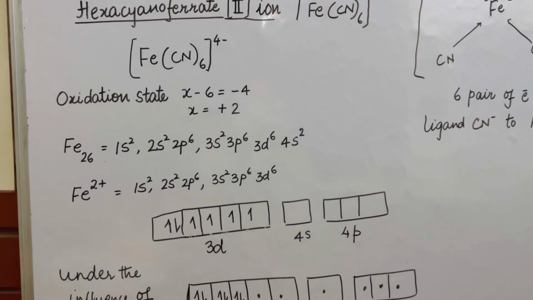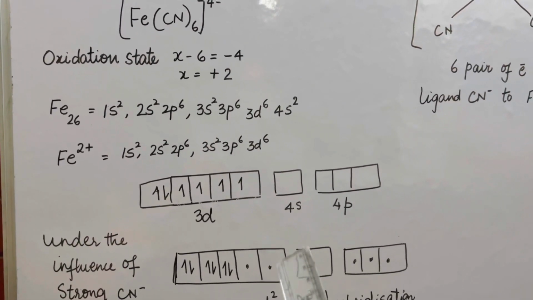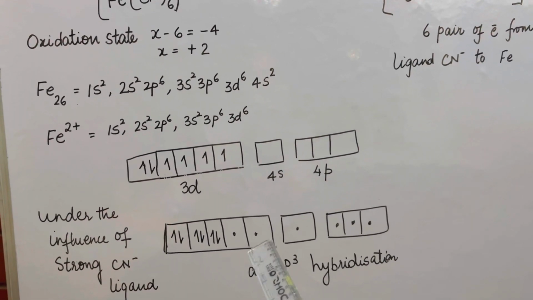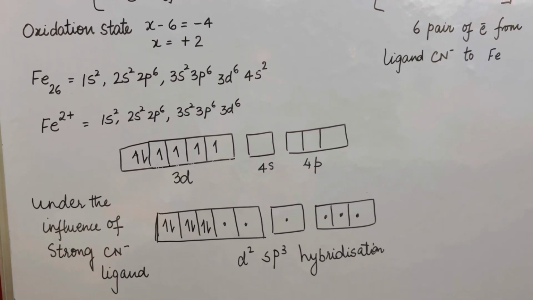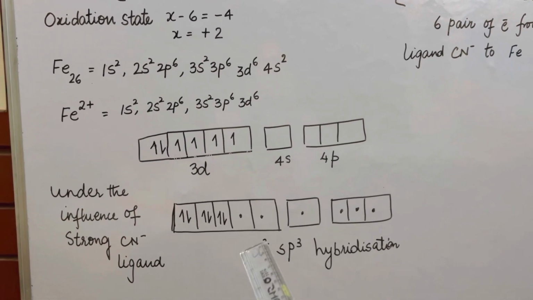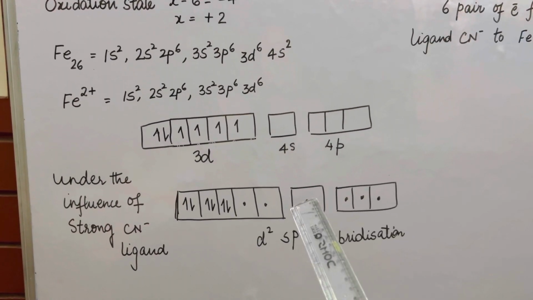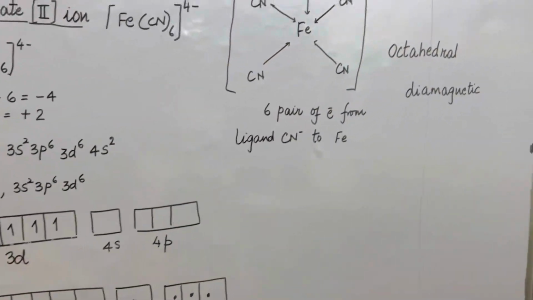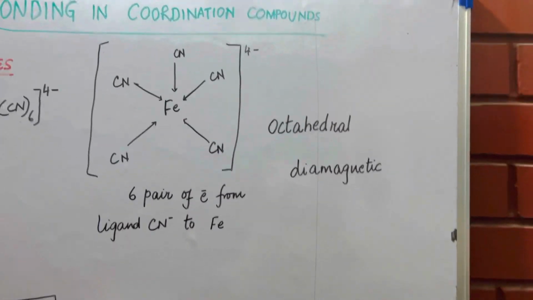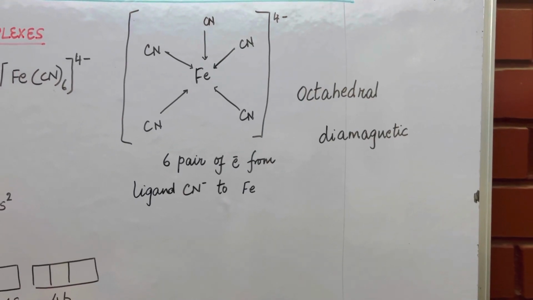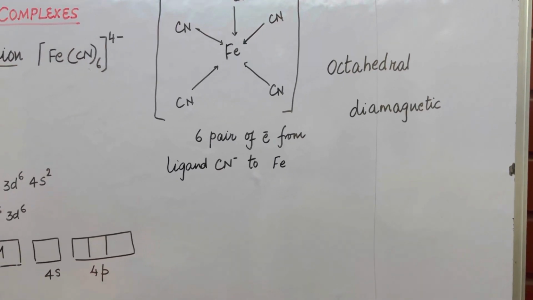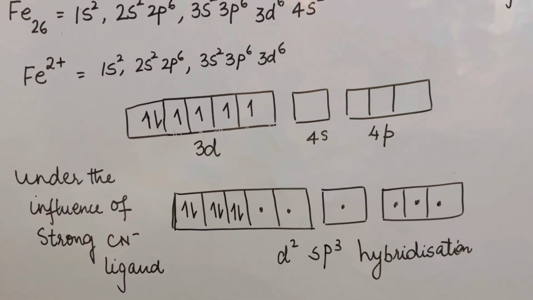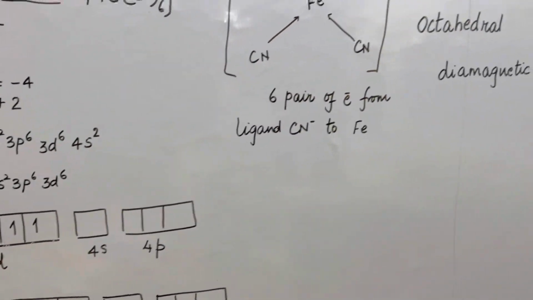So 6 ligands require empty spaces because ligands always give a pair of electrons. So a pair of electrons can come inside these empty orbitals, forming the hybridization d2sp3: 2 of d here, 1 s here and 3 p here. So d2sp3 hybridization takes place, and the shape becomes octahedral, and the molecule is diamagnetic in nature because there are no unpaired electrons here. If there are no unpaired electrons, we call them diamagnetic.